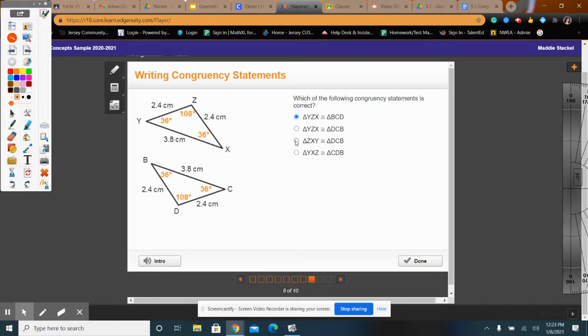This isn't it. Let's see if this one is it. Z has 108. D has 108. That looks good. X is 36. C is 36. Y is 36. B is 36. It has to be that third one. I really messed that one up. You're probably a little confused, so I'm sorry.